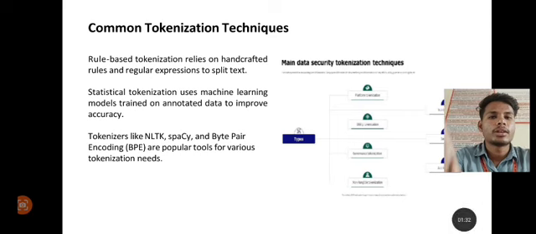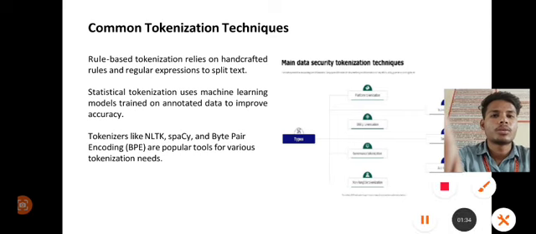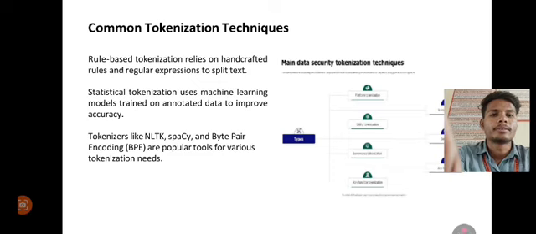Common tokenization techniques: rule-based tokenization relies on handcrafted rules and regular expressions to split text. Statistical tokenization uses machine learning models trained on annotated data to improve accuracy. Tokenizers like NLTK, spaCy, and Byte Pair Encoding (BPE) are popular tools for various tokenization needs.